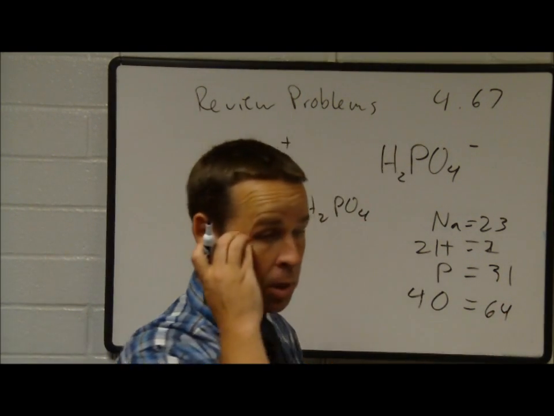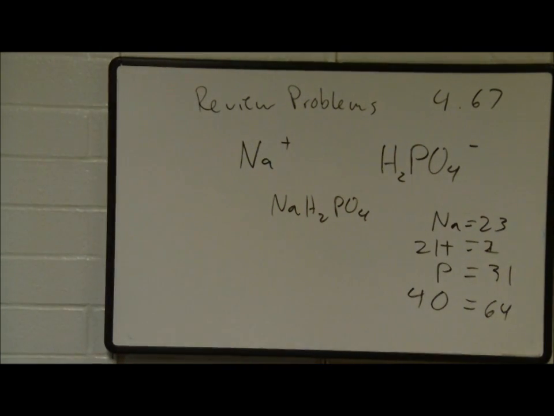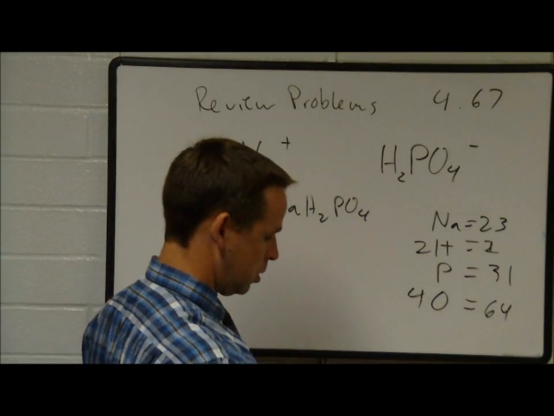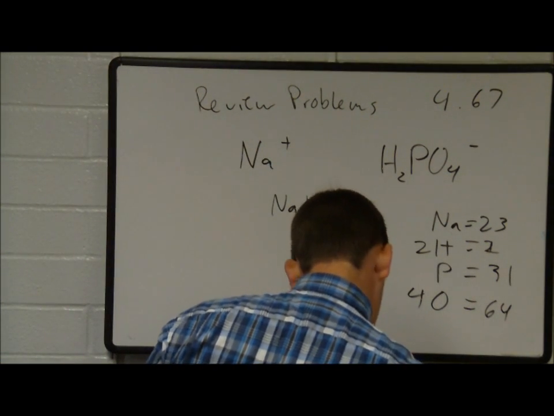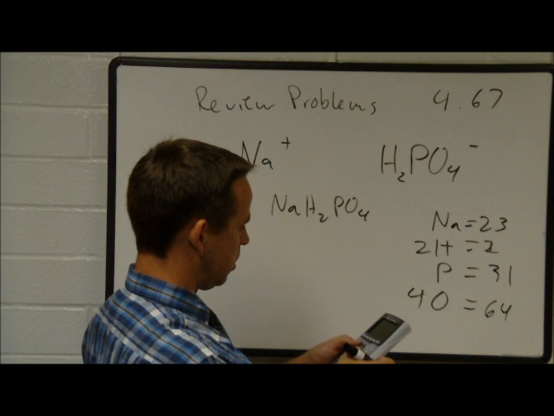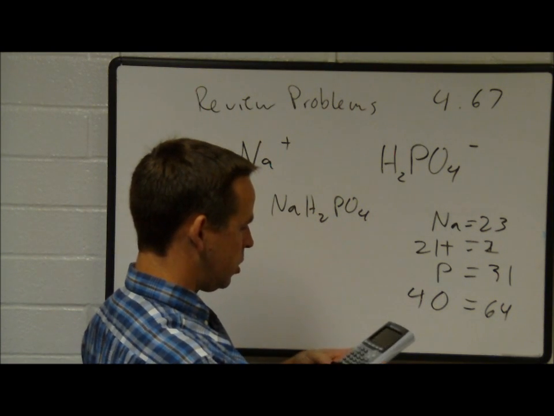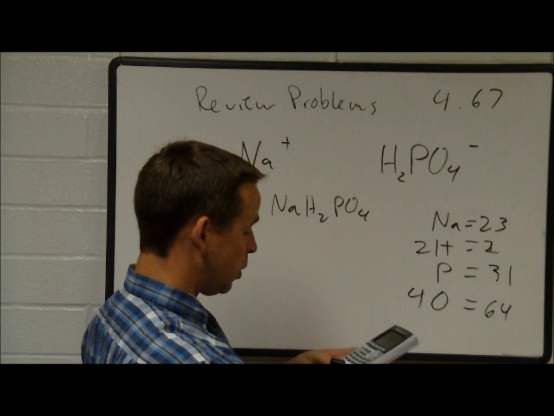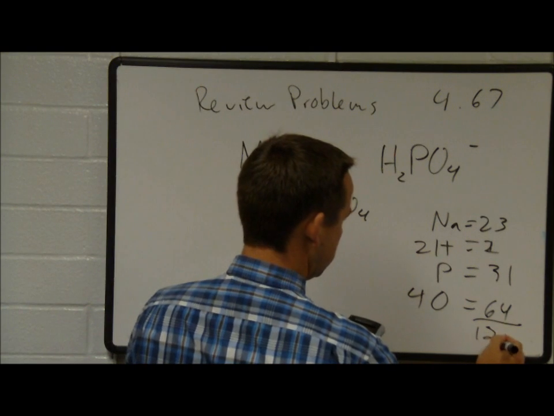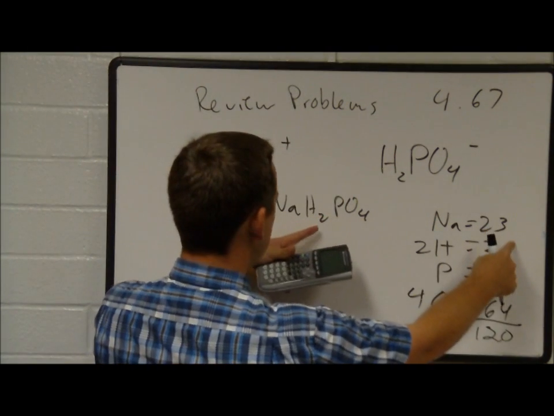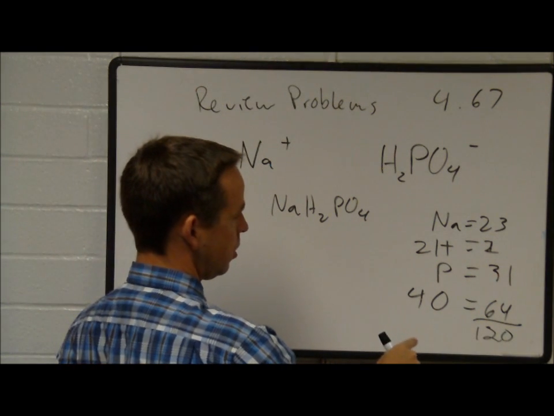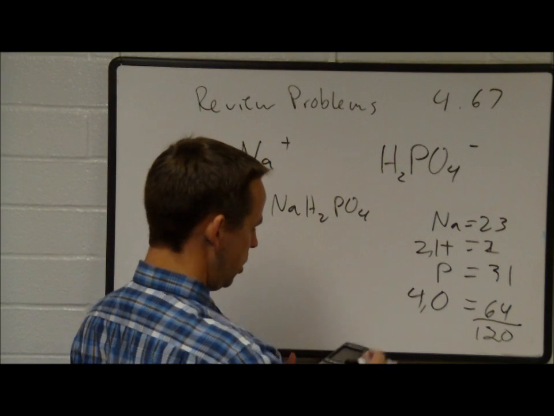right? 64. Now, we can add them all up and determine the molar mass, right? Sodium, 23, right? 23 plus 2. Oh, got to clear my calculator out. 23 plus 2 plus 31 plus 64. Adding all these up, that's a total of 120. Let's make sure we got that right. 1 sodium, 2 hydrogens, 1 phosphorus, 4 oxygen. 16 is 16, 32, 32 plus 32 is 64. So we have 120 grams altogether.